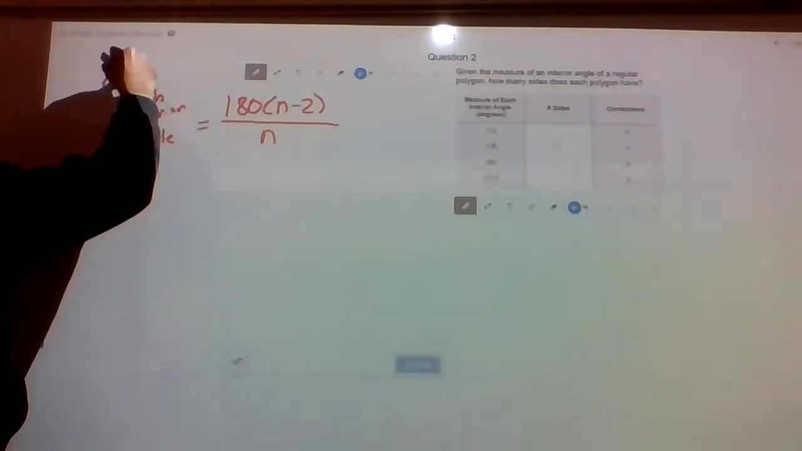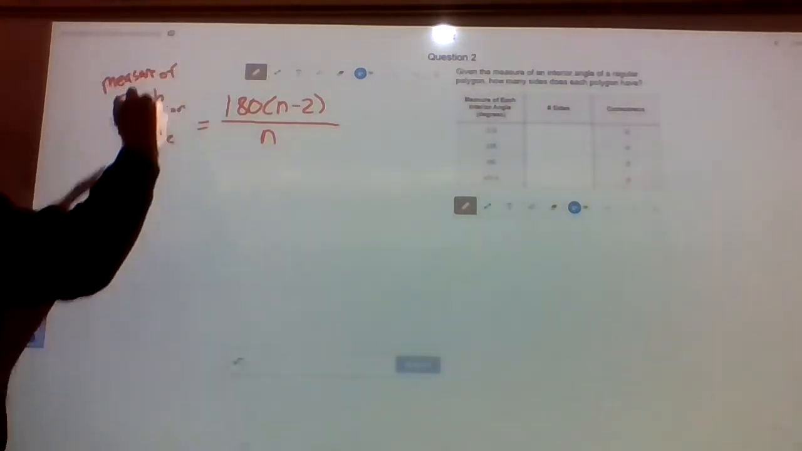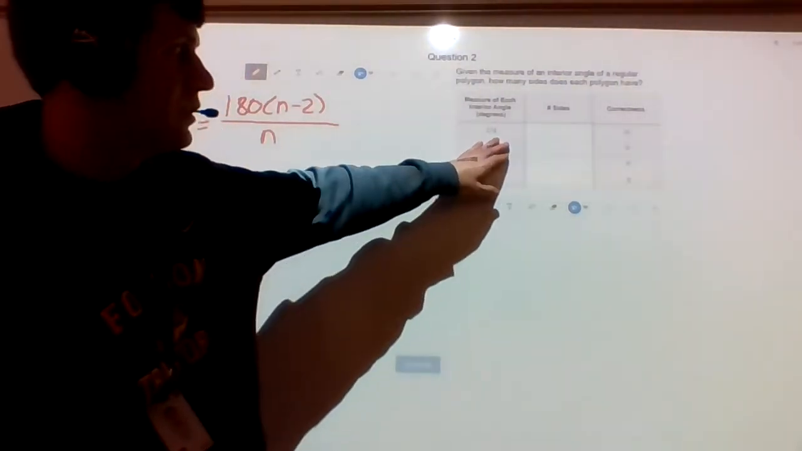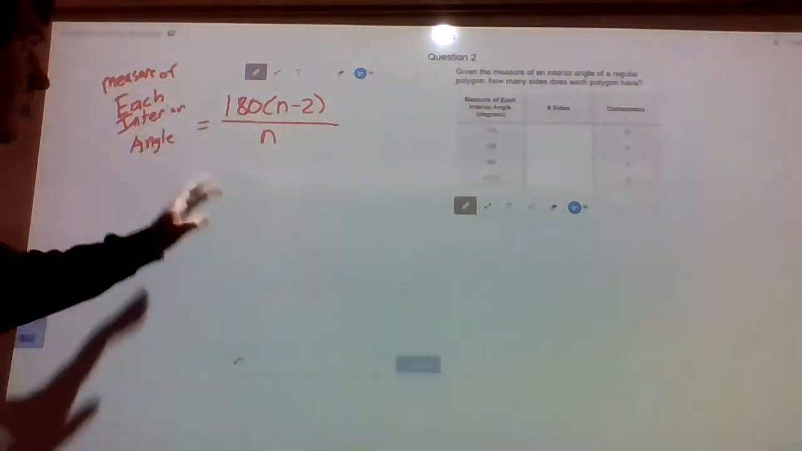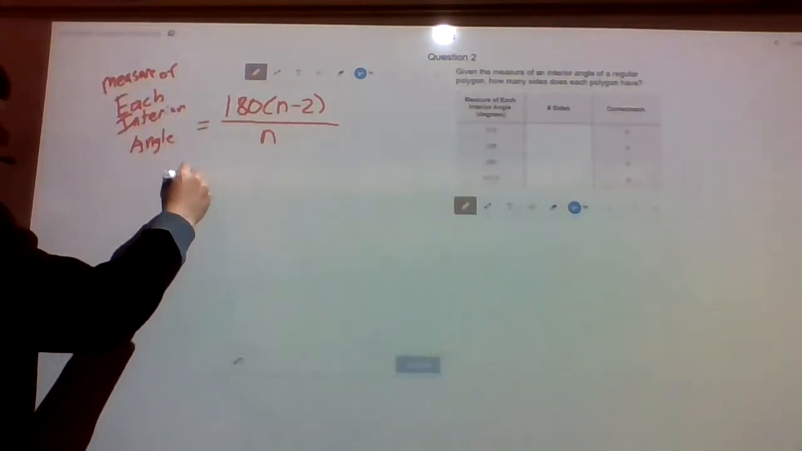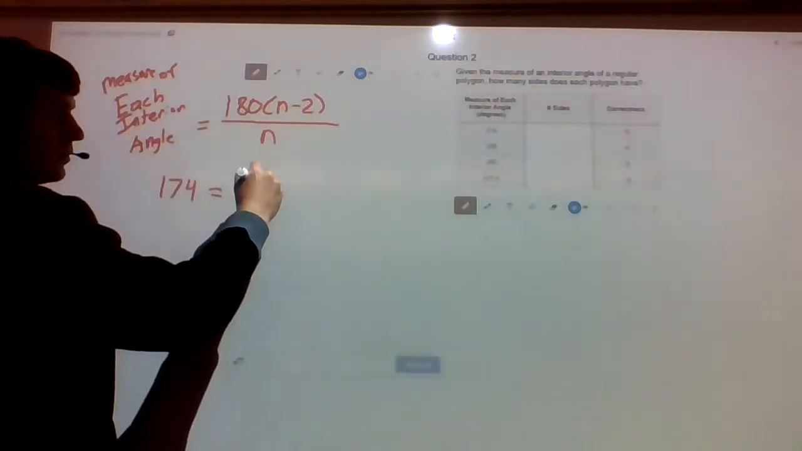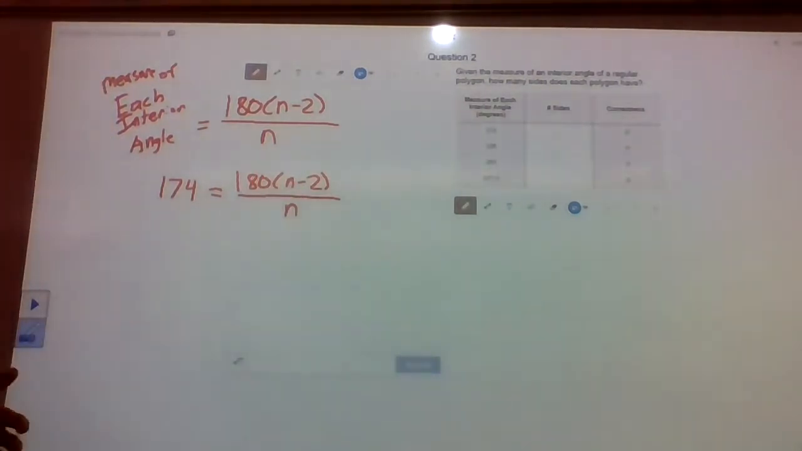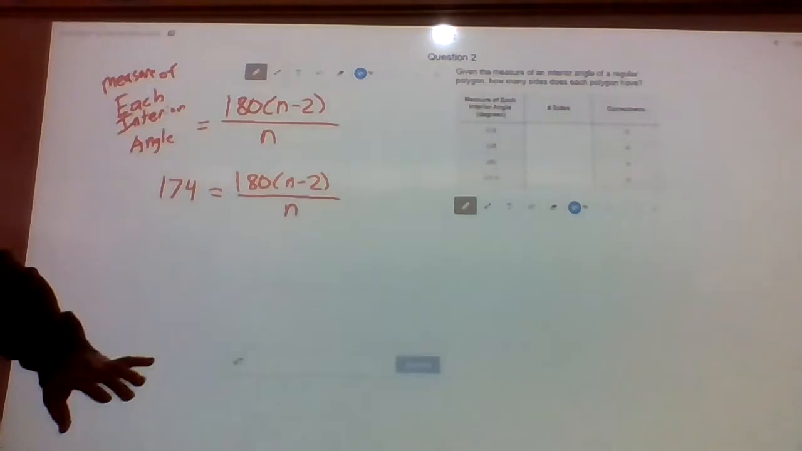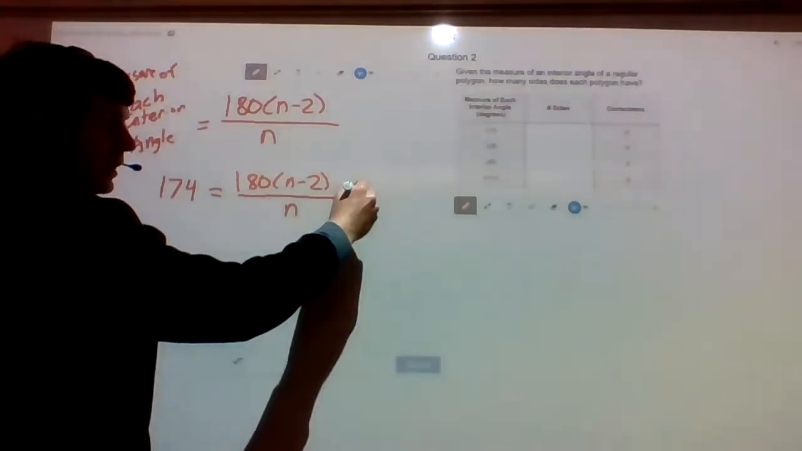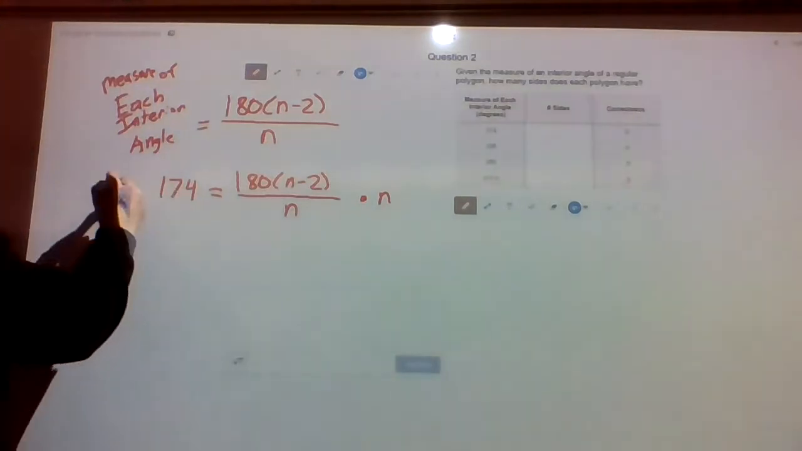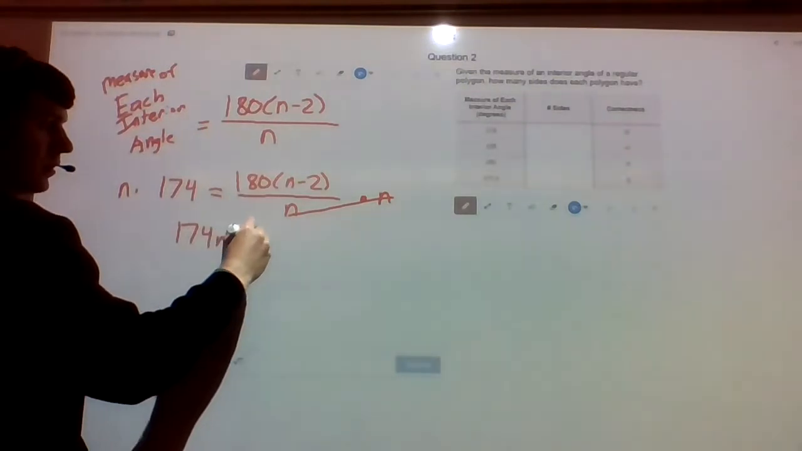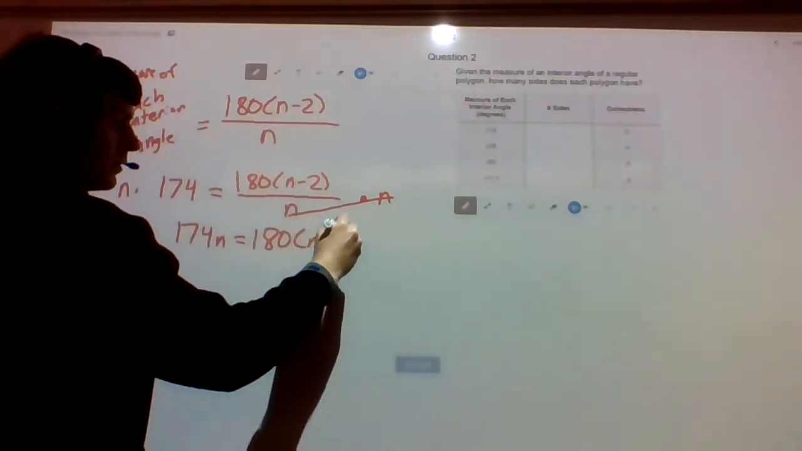Right, the measure of each interior angle is equal to 180 times n minus 2 over n. So the first polygon has each interior angle of 174. So we're going to substitute in 174 here for each interior angle, and then we're going to solve for n, the number of sides. To get n by itself, we can't have n in the denominator, so we need to get the n out of the denominator by multiplying both sides by n. That gives us 174n on the left, then 180 times n minus 2 on the right.